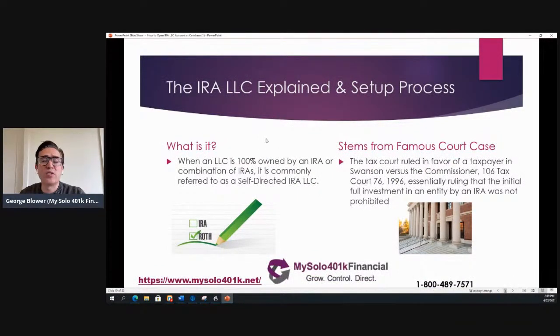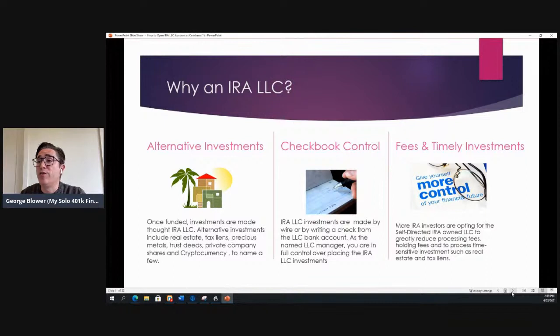So this slide here gives us a good overview of what an IRA LLC is. It's an LLC that's owned by an IRA, or it could be owned by a combination of IRAs. It's a lot of times referred to as a self-directed IRA LLC. All of this really stems from a court case which confirmed that one can invest an IRA in a brand new LLC, and that is not a prohibited transaction. Generally speaking, the IRA LLC is not just for cryptocurrency. It's used for all different types of alternative investments, whether you've got private company shares, real estate, or syndicated transactions.